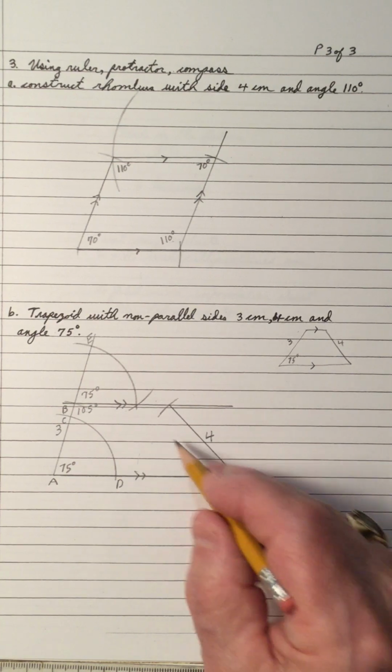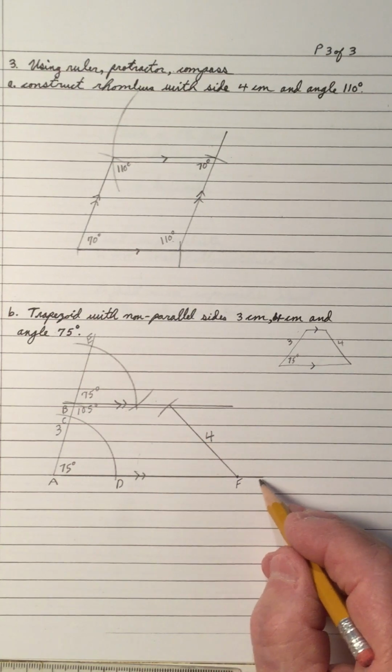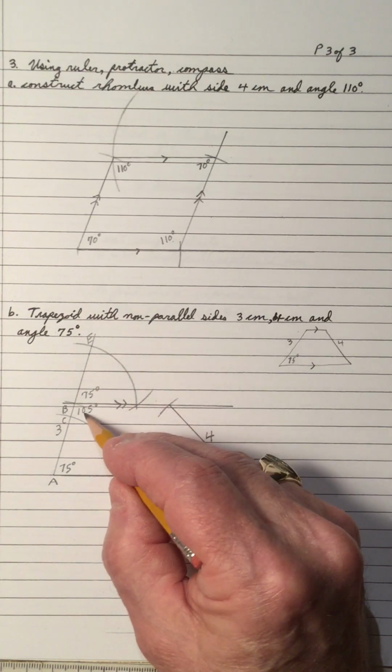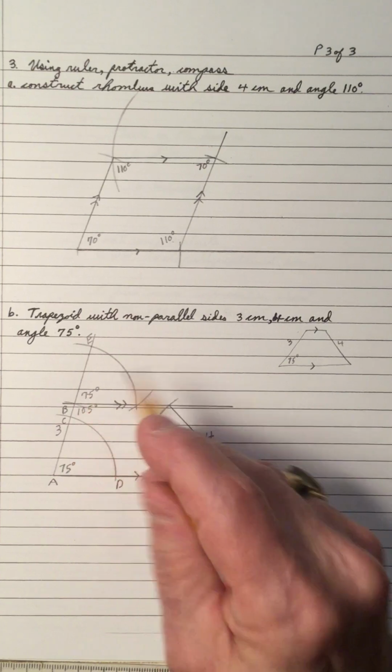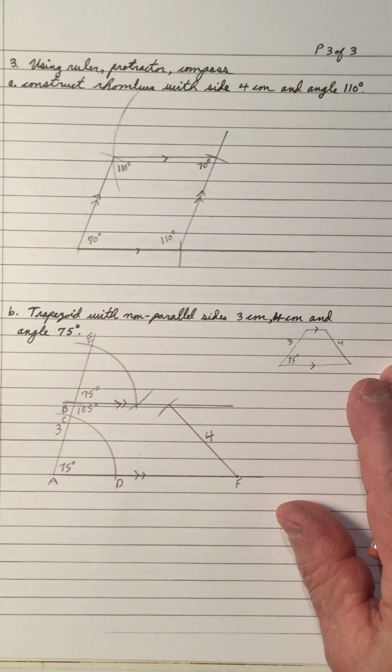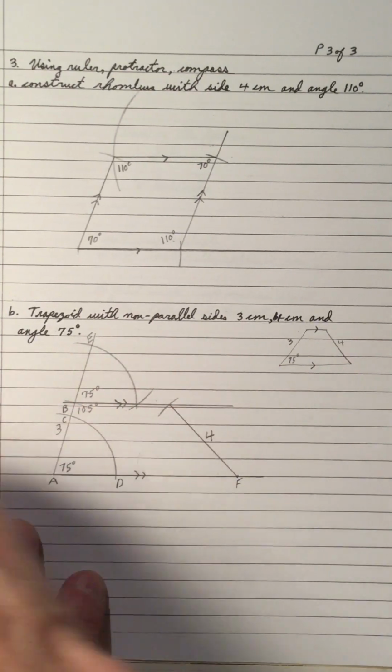And we don't know what these two angles are because it depends how far, these angles could be different, but I do know this 75, this is 105. That's corresponding angles are equal. So that's constructing some quadrilaterals.